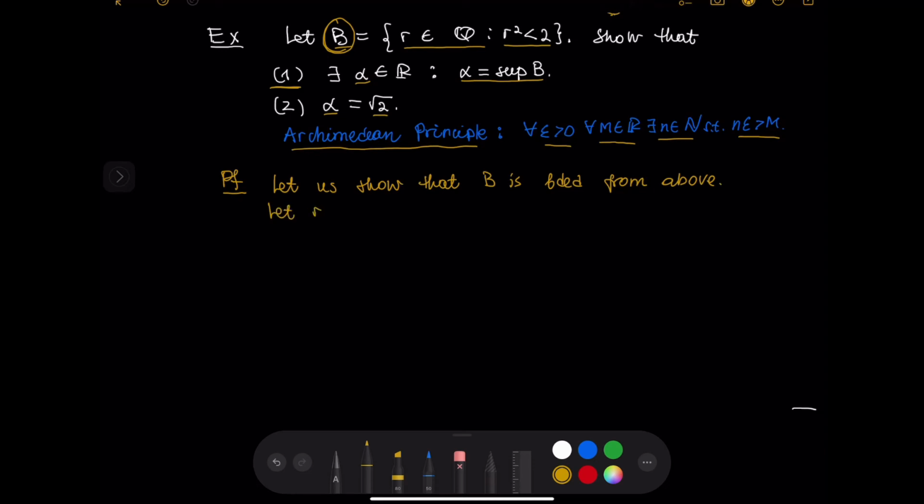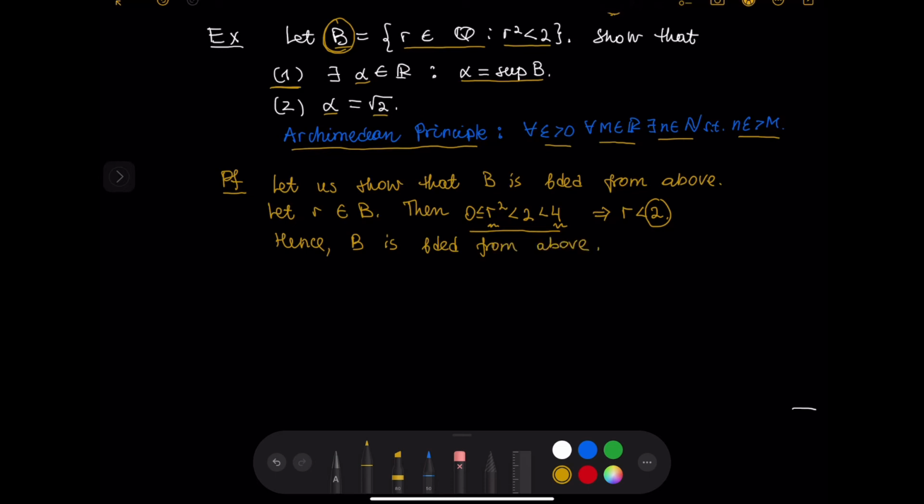So let R be an element of B. We just need to show that R is less than some real number. So then R squared is greater than or equal to 0, less than 2, which is less than 4. But R squared is less than 4 if and only if R is less than 2. So this inequality here implies that R is less than 2. But then 2 is an upper bound of the set B, so the set B is bounded from above. So hence B is bounded from above.